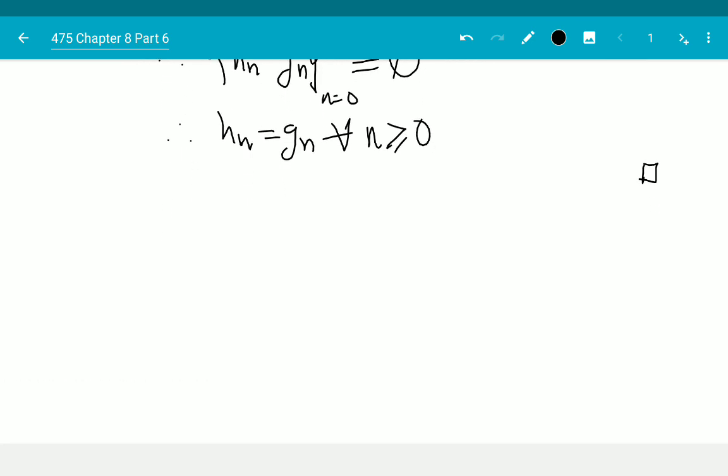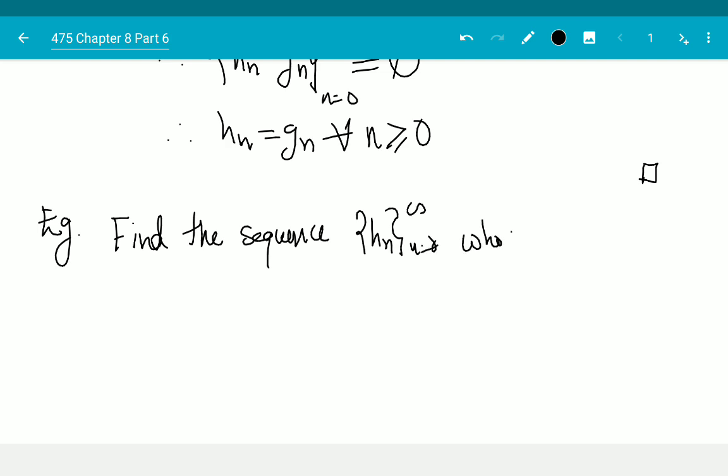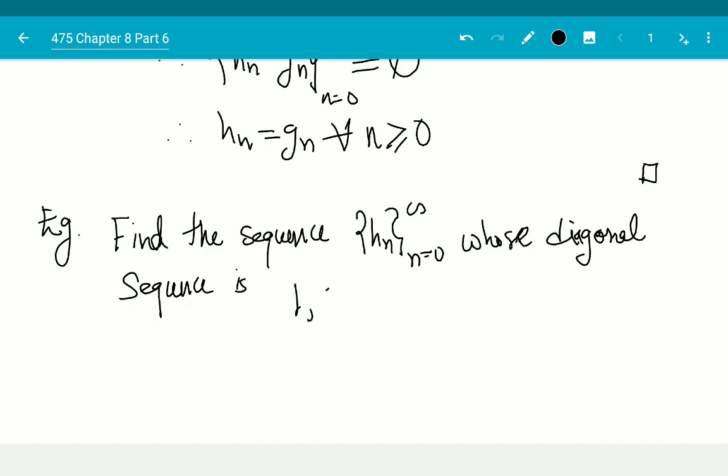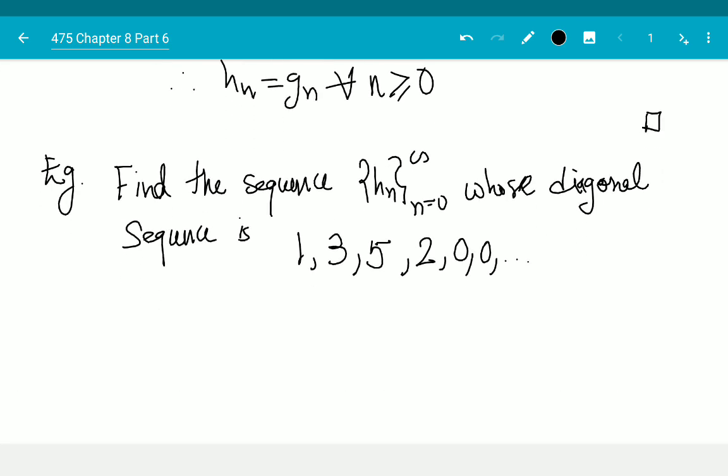Okay, great. Example: find the sequence hn, n equal to 0 to infinity, whose diagonal sequence is, let's say, 1, 3, 5, 2, 0, 0, 0, right? So, solution.